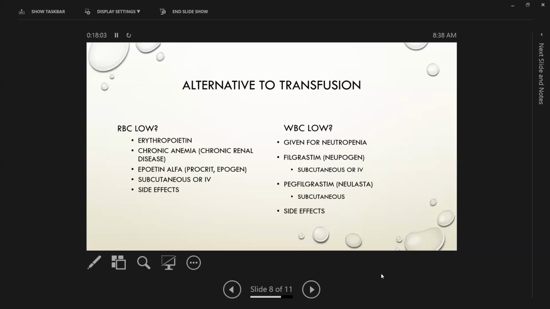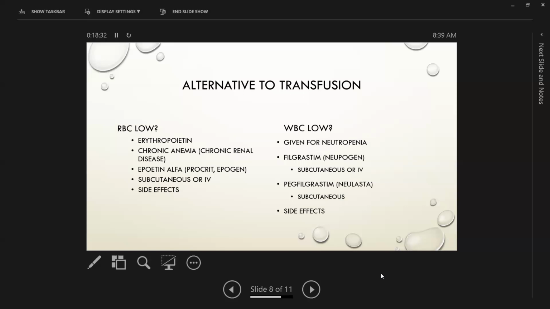Alternates to blood transfusion. So if red blood cells are low, the healthcare provider can order medication that can be given. It's erythropoietin. Remember, erythropoietin is naturally a hormone that is made within the body in the kidneys to assist with red blood cell production. We see it given for chronic anemia, especially clients that have chronic renal failure or renal disease.